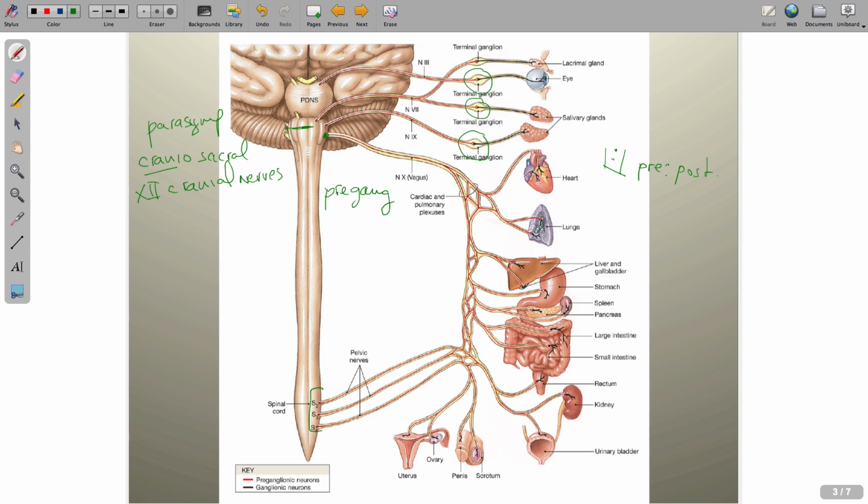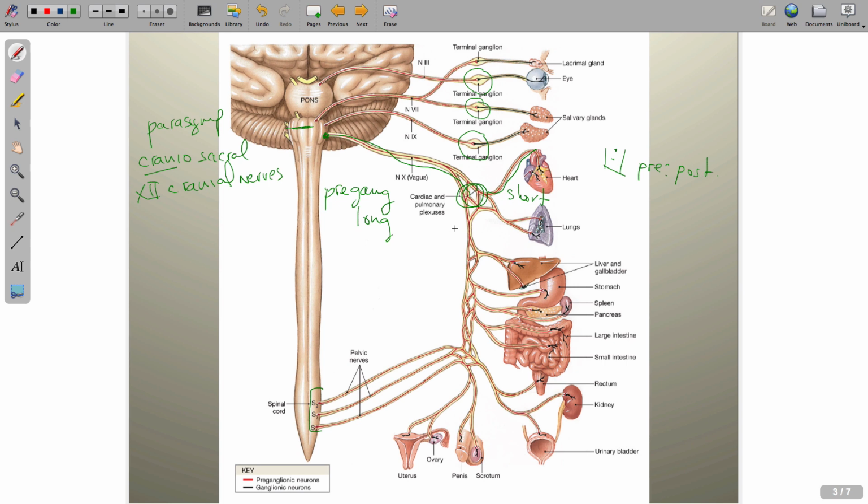They're long. They originate here. They go all the way over here to the ganglia or a plexus. Preganglionic fibers are long, and the postganglionic fibers are short. So this is exactly the opposite of the sympathetic nervous system. In the parasympathetic nervous system, long preganglionic fibers, short postganglionic fibers.